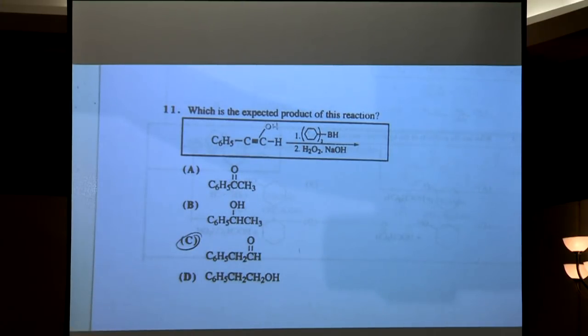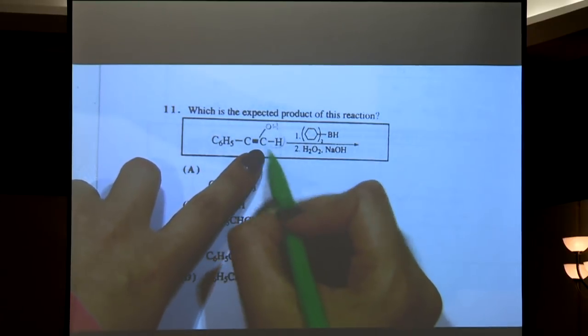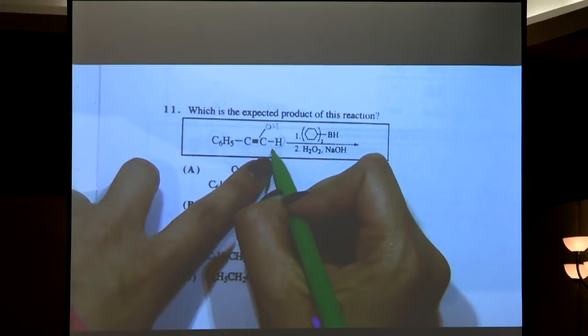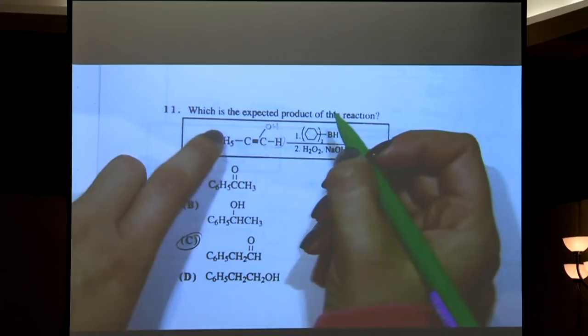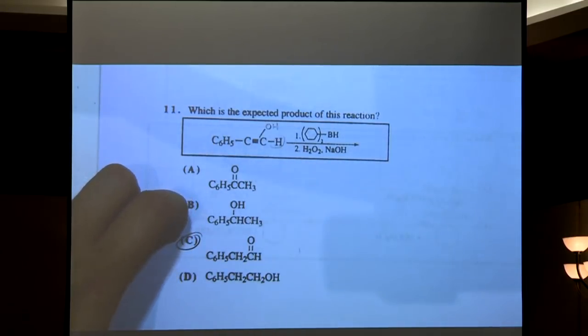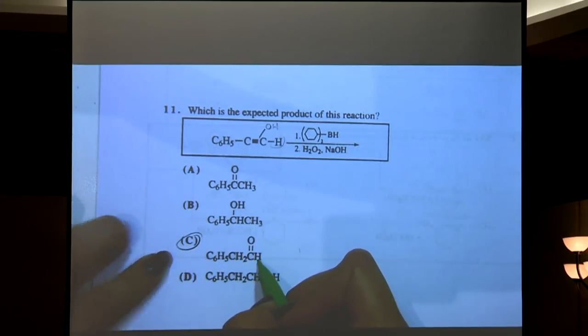Does that make sense? Yes, so since this is only an H over here and we don't have any more carbon groups, we're going to add the OH to the less substituted side. So we're going to add it on this carbon, right? And then we want to tautomerize it to the keto form because it's more stable than enol. And then when we do that, we get the aldehyde. So that's why it's C.